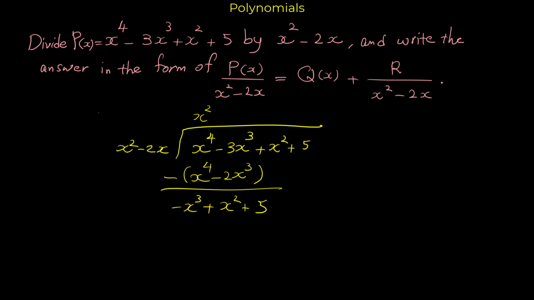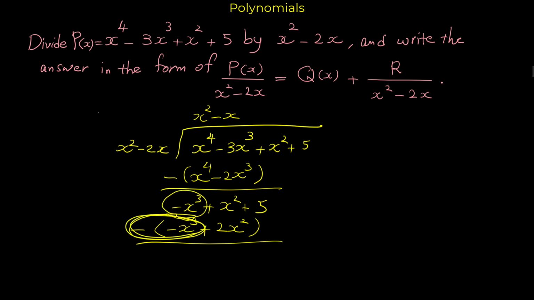Start from the beginning. Divide, multiply, subtract. Divide: negative x³ divided by x² is negative x. Multiply negative x by the divisor. Negative x times x² is negative x³, plus, because negative x times negative 2x would be plus 2x². Subtract. When we subtract, in the top we have negative x³ plus x³ is 0. It should be 0; always the first terms cancel. Then we have x² minus 2x², which would be minus x².